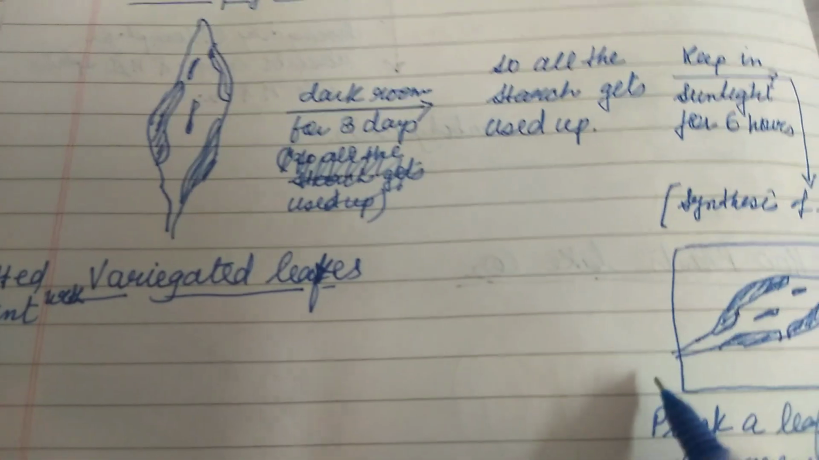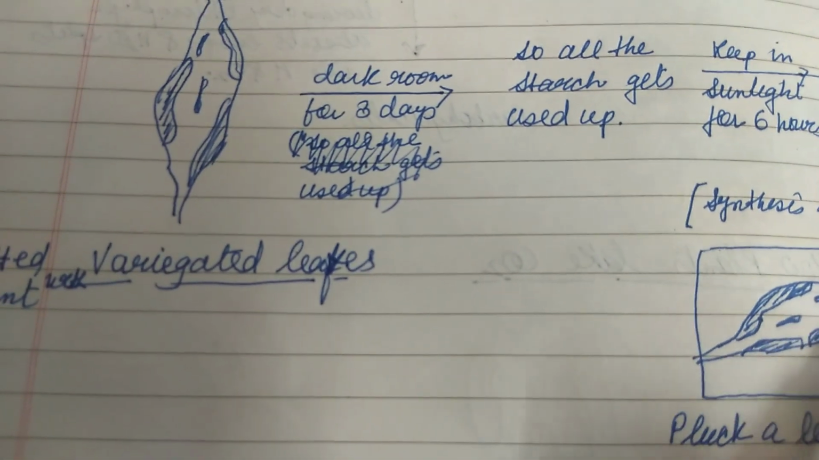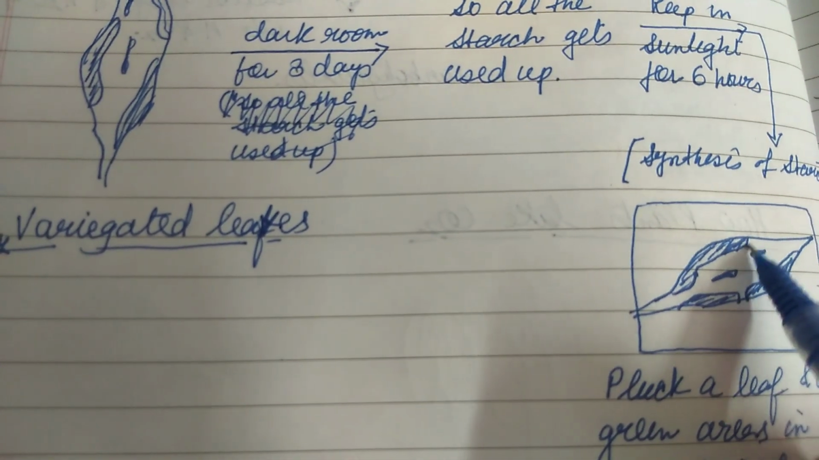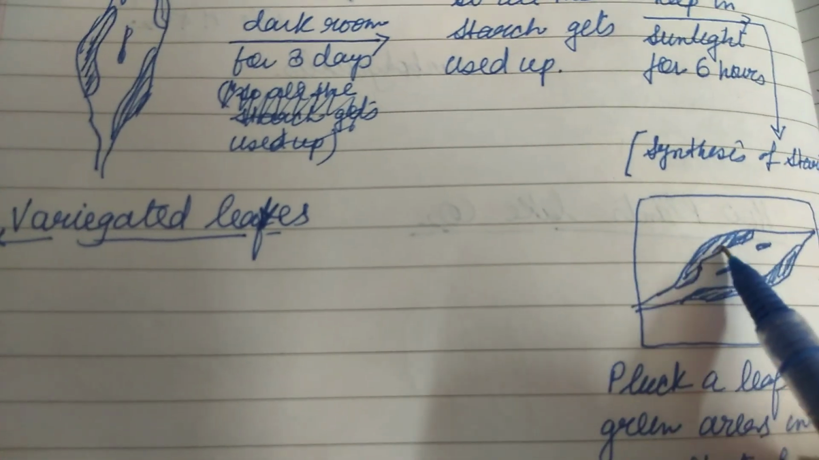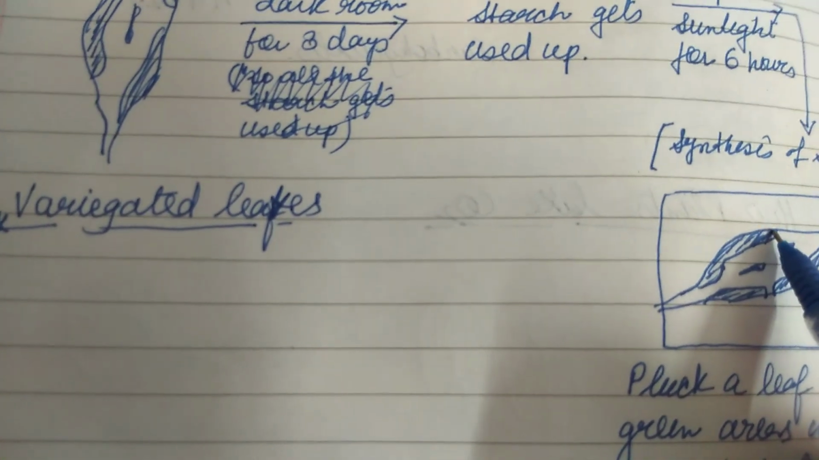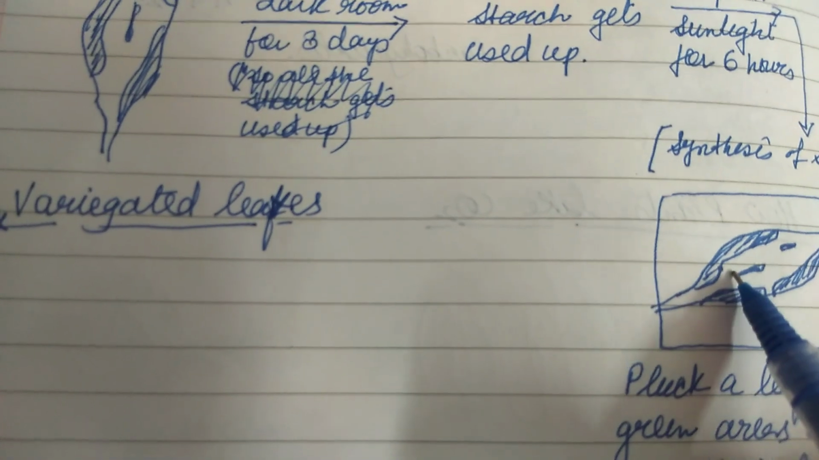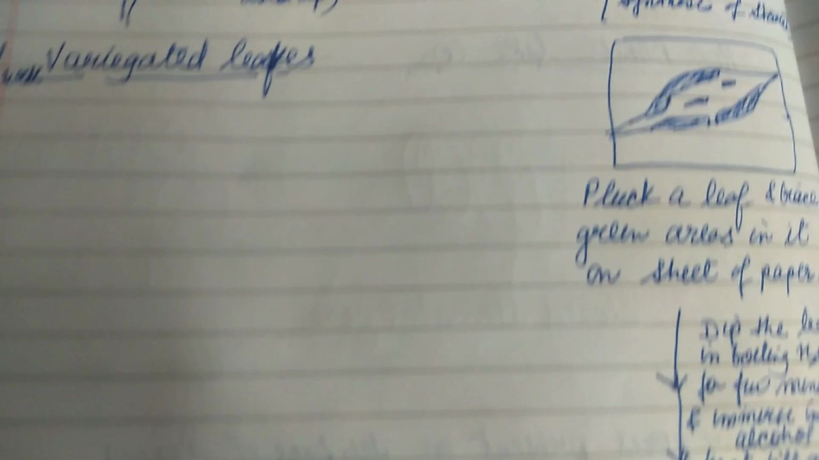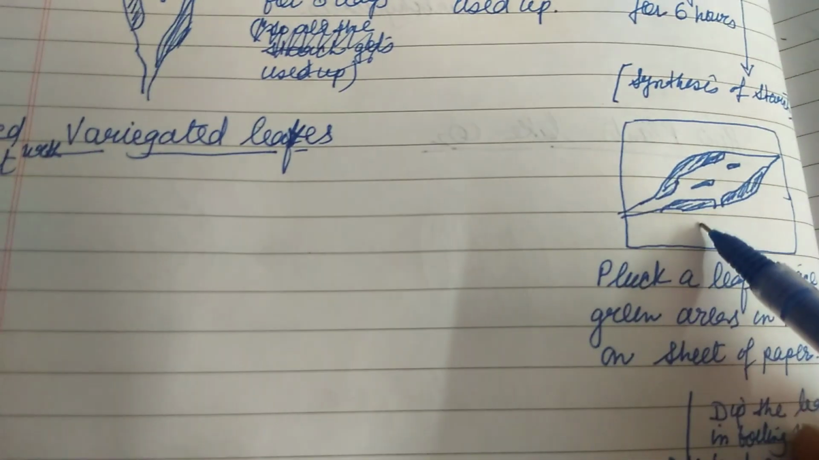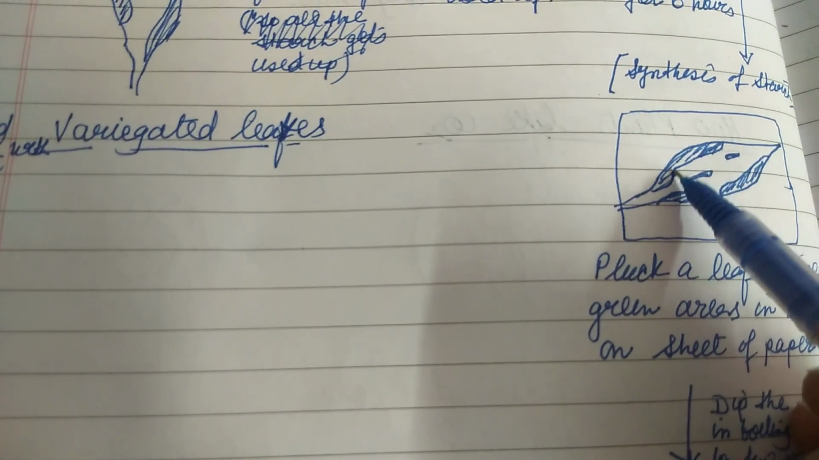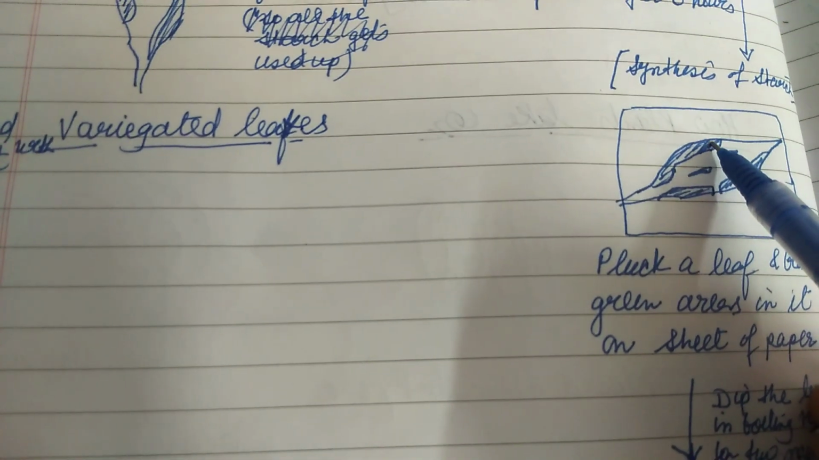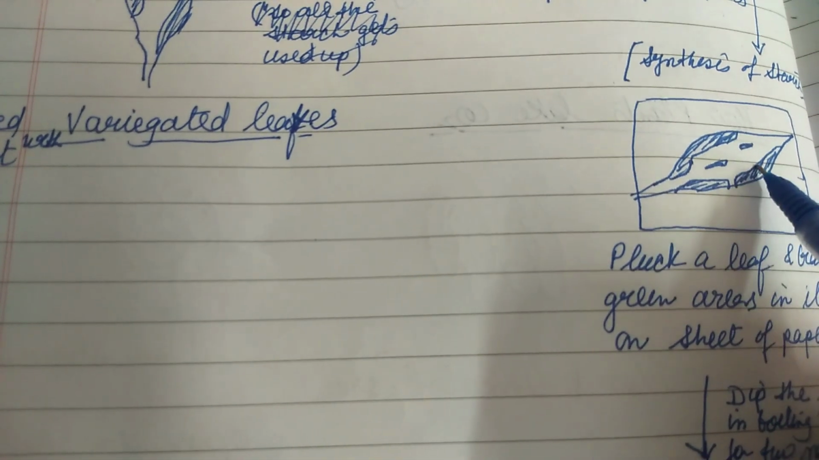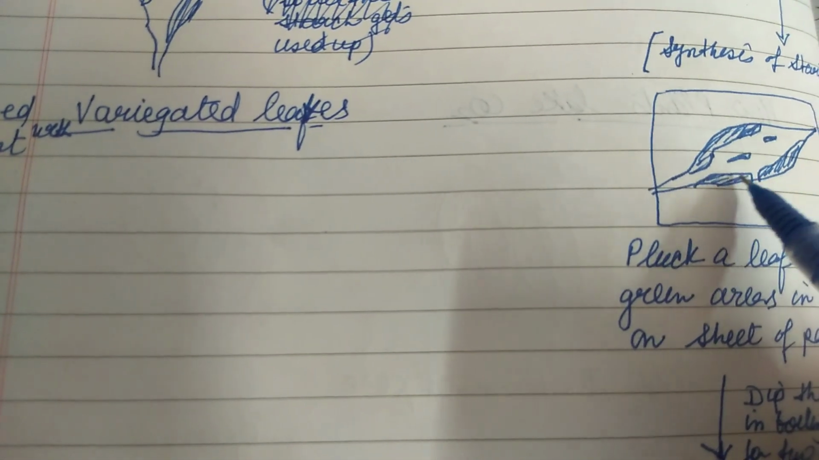Now we have plucked one leaf and we have traced it on a sheet of paper to mark the green area, so that when we remove the chlorophyll, we can make out the green area. Right? So we have plucked this leaf and traced the area on a sheet of paper. Now what will we do? Now we will remove the pigment, that is chlorophyll, from this leaf, right? And after removing the pigment, we will check the presence of starch.